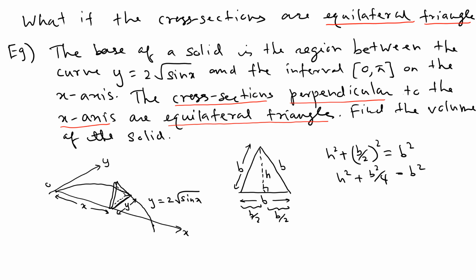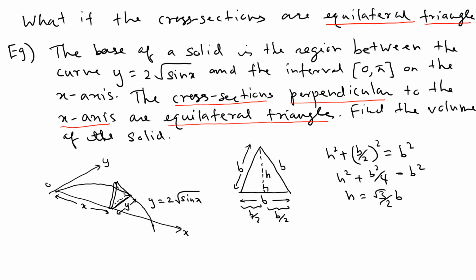So that means you can get h squared is 3 b squared over 4, so that means h is square root 3 over 2 b. So that's one way to get it, and also you can use trigonometry, because we know this angle is 60 degrees. So from that you can write a tangent, then from that also you can get that h is square root 3 over 2 b.